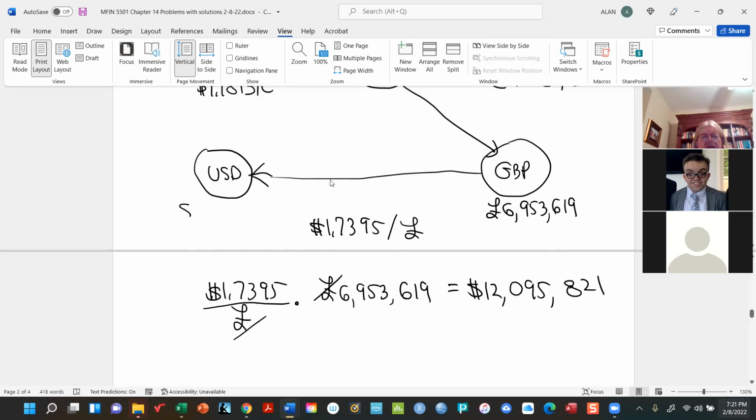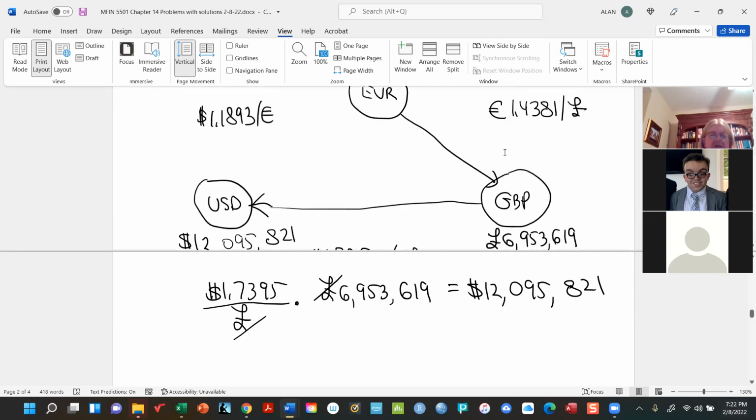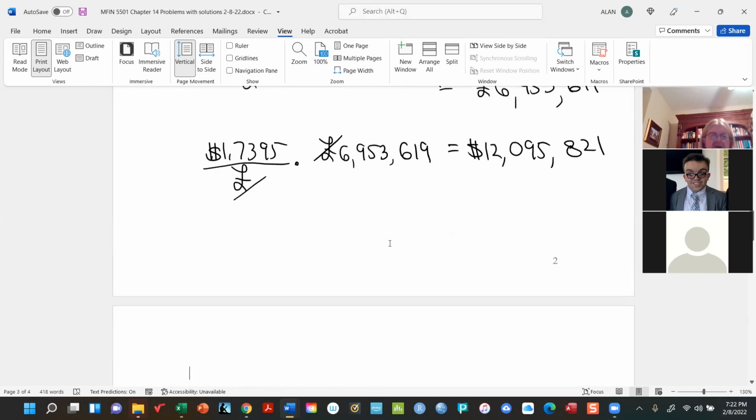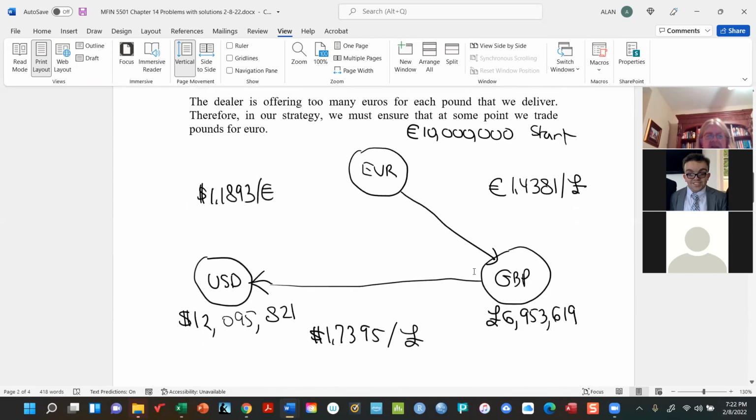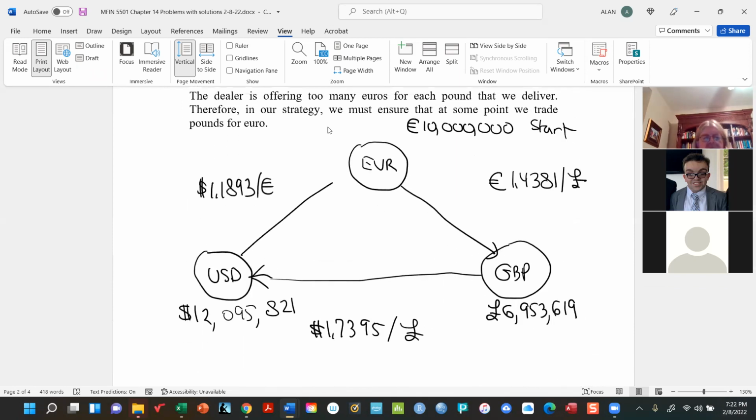So that means we suddenly find ourselves with 12,095,821 dollars. Now the last step is to go back to euros. All right, so let's do it. Again, you can see you're not going to multiply them together because you will not cancel out the dollars. We're going to divide. So let's do that.